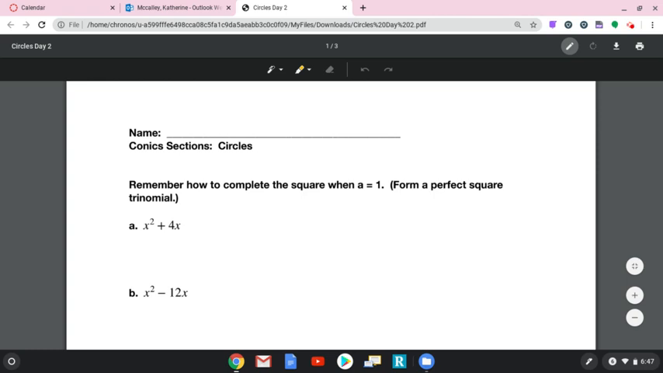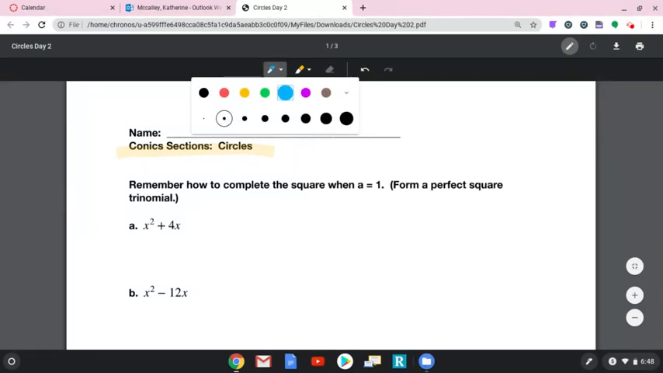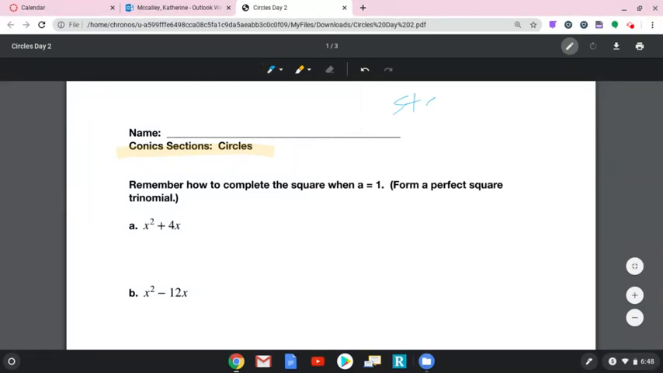Good morning, CP Pre-Calc. Today is day 2 of circles, so we're going to continue working on circles. The only difference is today we're going to be given circles that are not in standard form. Standard form is the form that we worked with yesterday. So when you hear me say standard form, we have standard form.